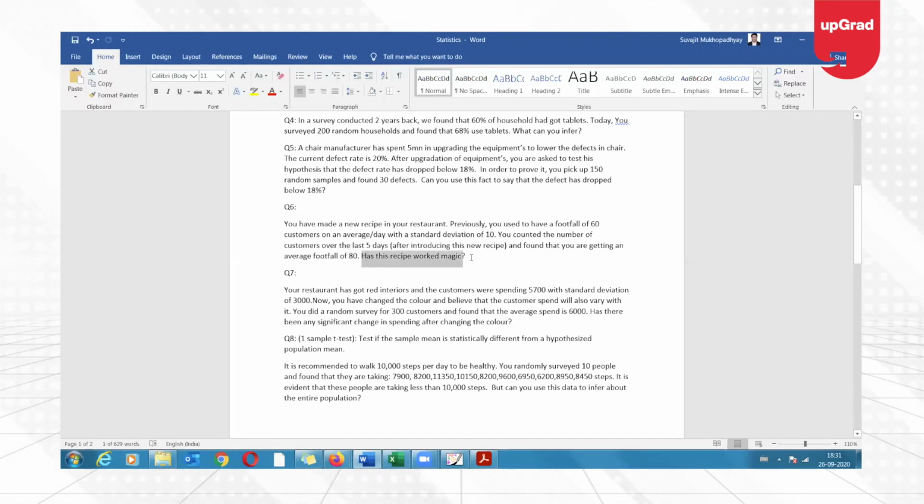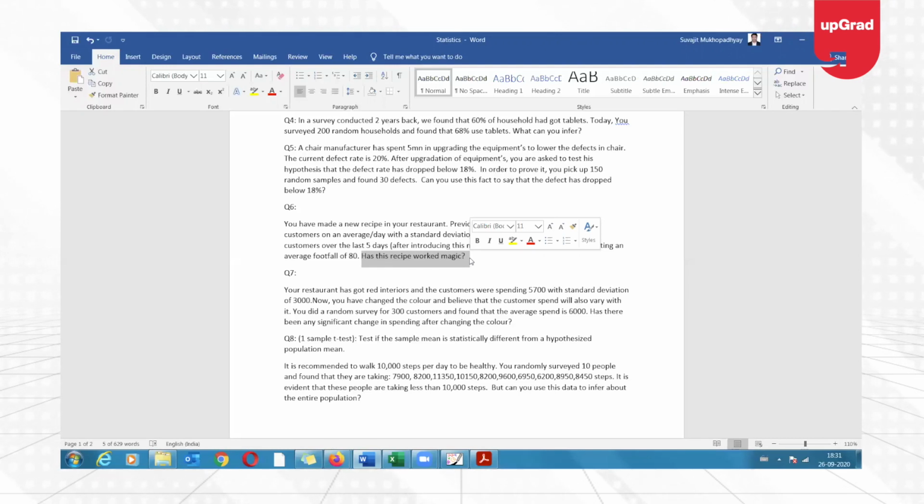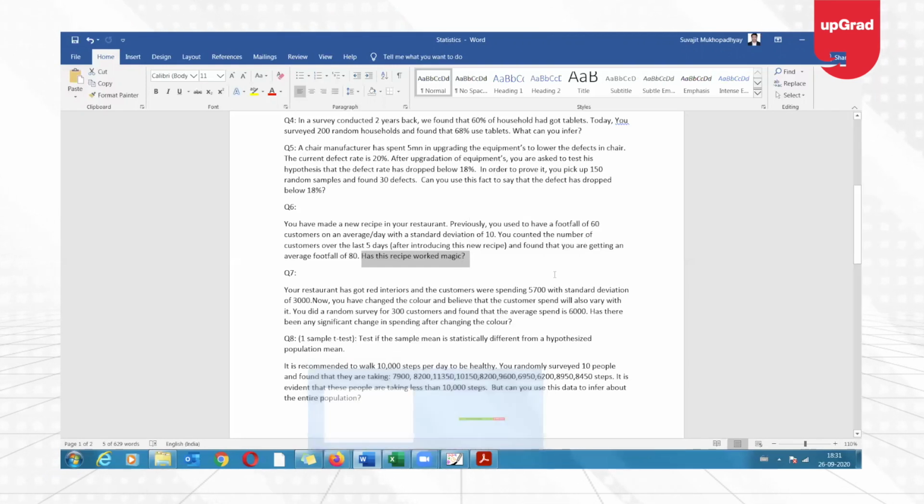So has this recipe worked magic? If I have to convert this into a two-tailed test, ideally, from this question I would say, okay, if it is greater or lesser, but let's convert this into a two-tailed test, right? So has this recipe worked magic or has it bombed? So basically we are trying to see if there has been any change after you have introduced this new recipe.